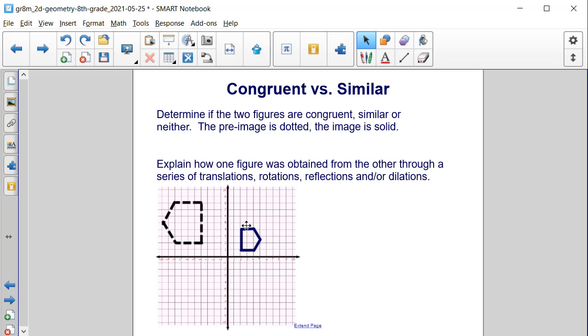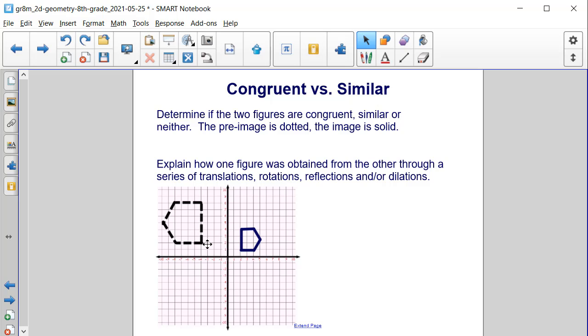Determine if the two figures shown are congruent, similar, or neither. The pre-image is dotted, and the image is solid. Then, explain how one figure was obtained from the other through a series of translations, rotations, reflections, and/or dilations. So let's actually start by looking at both of these.